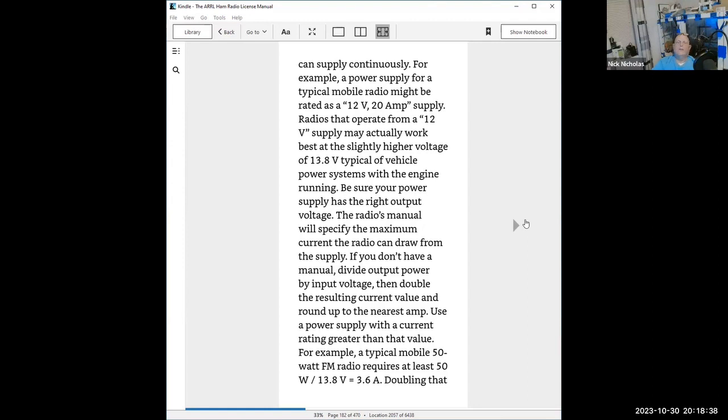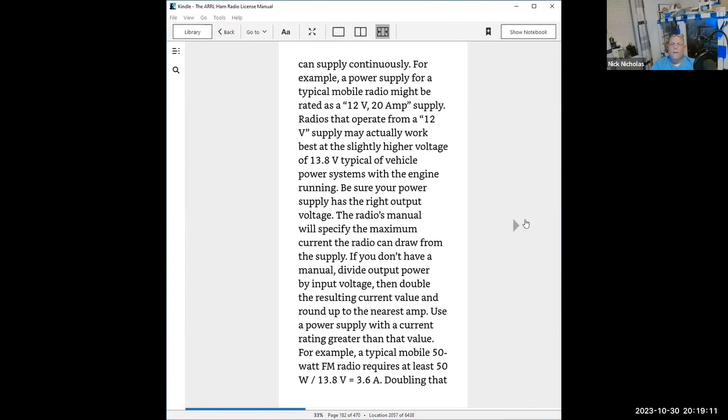So the power supply has to have enough ampacity so you can put out the wattage that it needs. The power formula is P equals IE. So the voltage times the current, E times I, has to be greater than the power that the transmitter is going to consume.